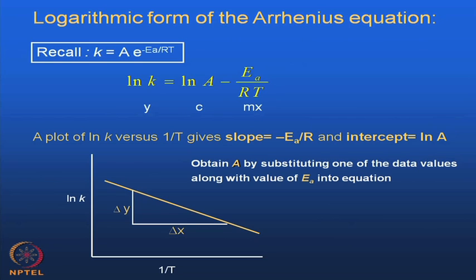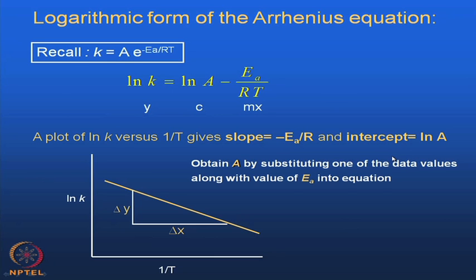So, again recall k is equal to A e to the power minus Ea by RT. This is our starting equation. Take ln. So, ln k equals ln A minus Ea by RT. So, it is y equals c plus mx, where m is the slope. A plot of ln k versus 1 upon T gives you the slope, that is minus Ea by R, and the intercept.